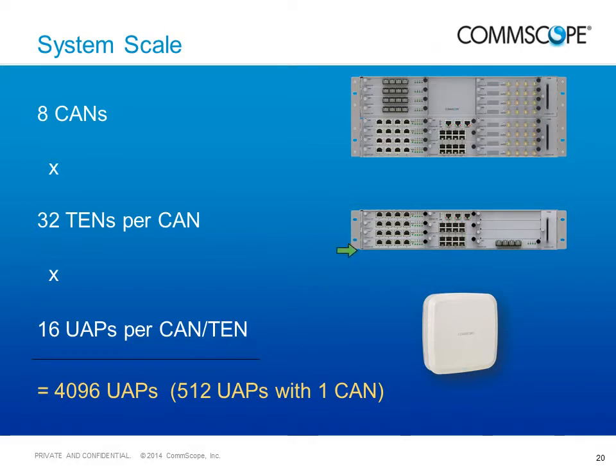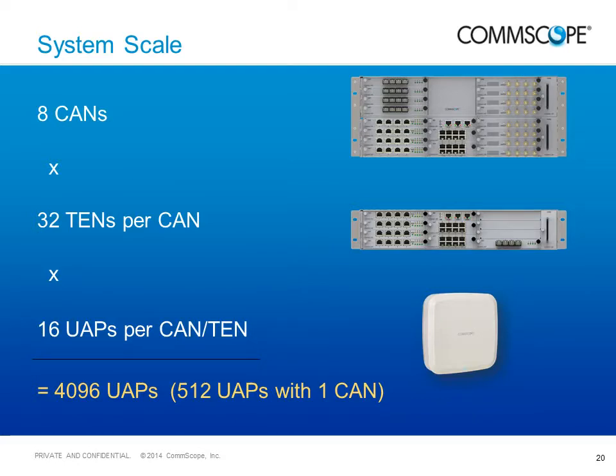If we only have one CAN in the system, we can have 32 TENs, and then each one of them can have 16 UAPs. So that would be 32 times 16, which would be 512 UAPs. So a very large system, even with a single CAN and multiple TENs.